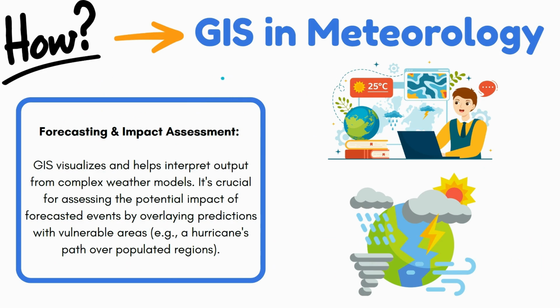For forecasting and impact assessment, GIS visualizes and helps interpret output from complex weather models. It's crucial for assessing the potential impact of forecasted events by overlaying predictions with vulnerable areas. For example, a hurricane's path over a populated region. You need that information to warn the people, for example.